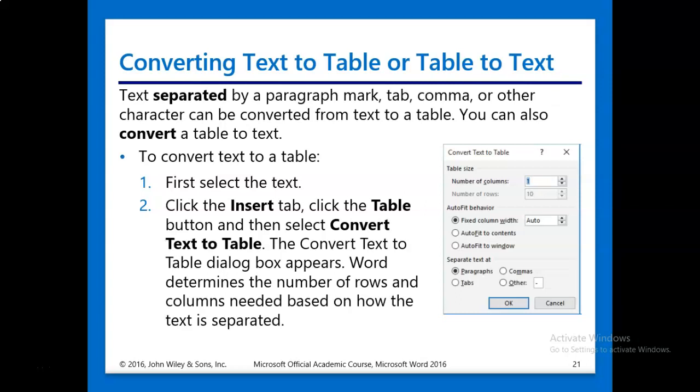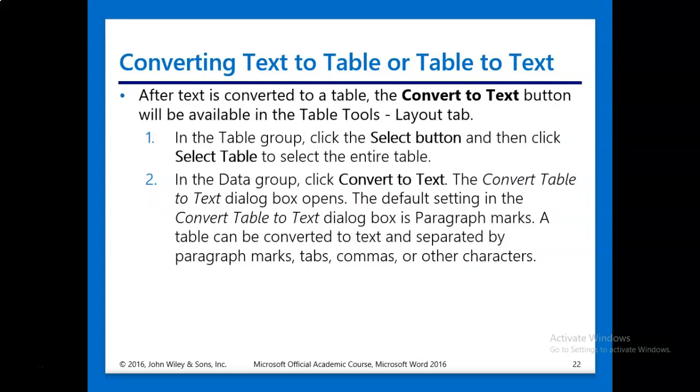To convert text to a table, you will first select the text, click the Insert tab, click the Table button, and then select Convert Text to Table. And in this box here, the Convert Text to Table dialog box will appear. And you can determine the number of columns that you want, the number of rows, and then what you want your text to be separated by. It can be a paragraph, a comma, a tab, or you can choose the other character to separate the text.